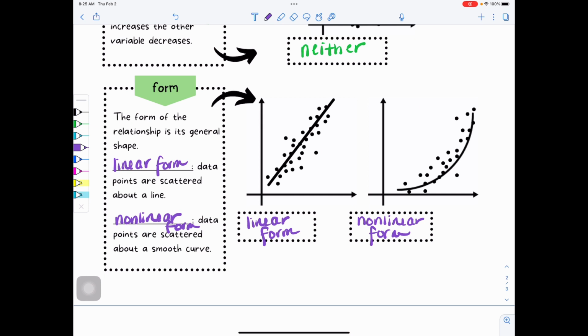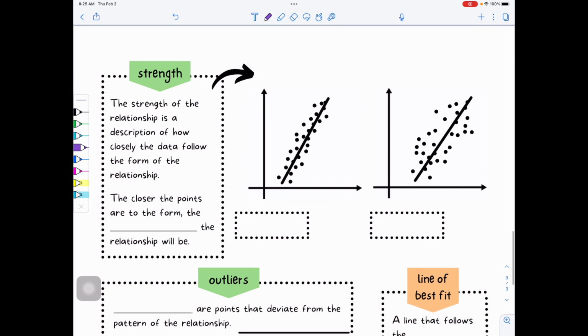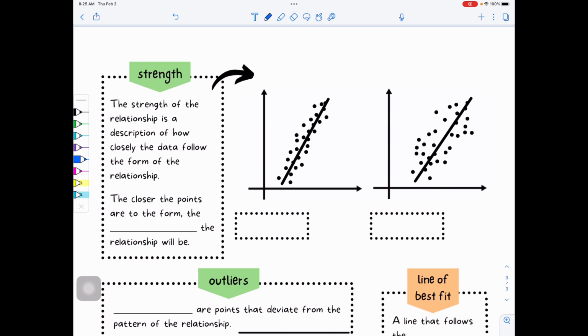So far we have 2 things that we should be describing our scatter plots with. We always want to say which direction. We're going to add to that now saying which form. And then we're going to move on and have a discussion about strength. The strength of the relationship is a description of how closely the data follows the form of the relationship. So the closer the points are to the form, the stronger the relationship will be.